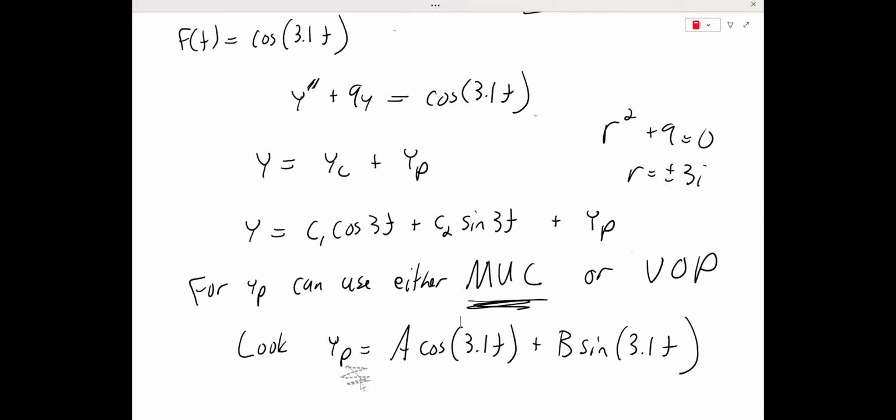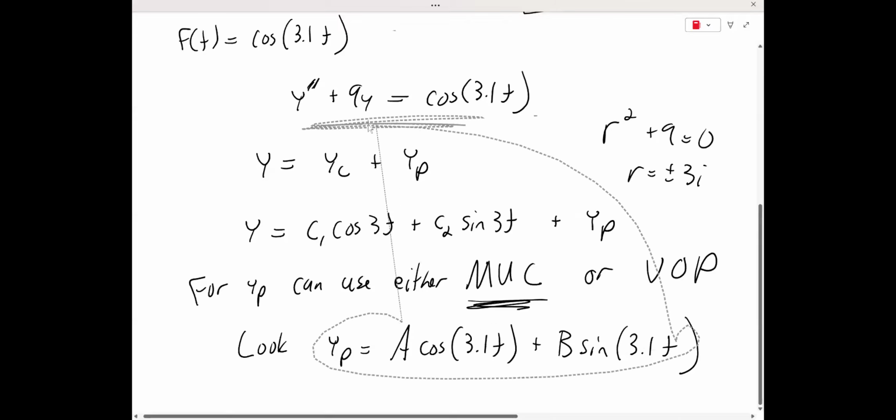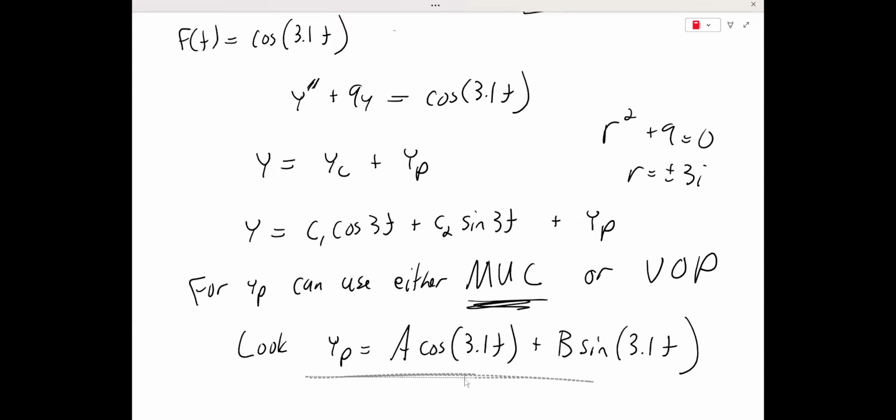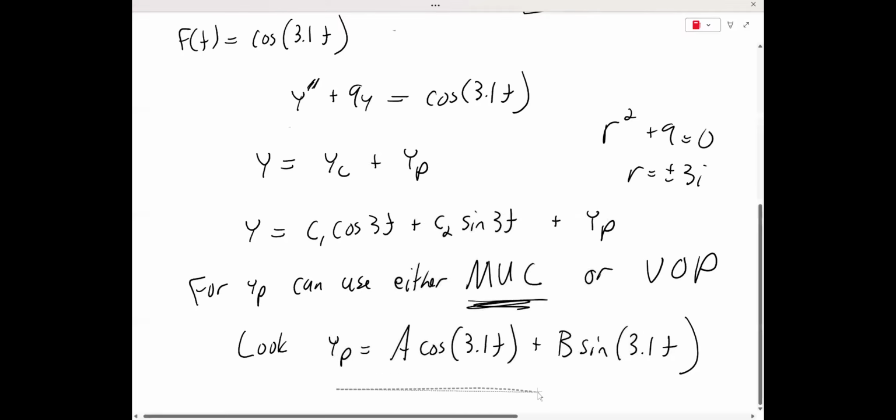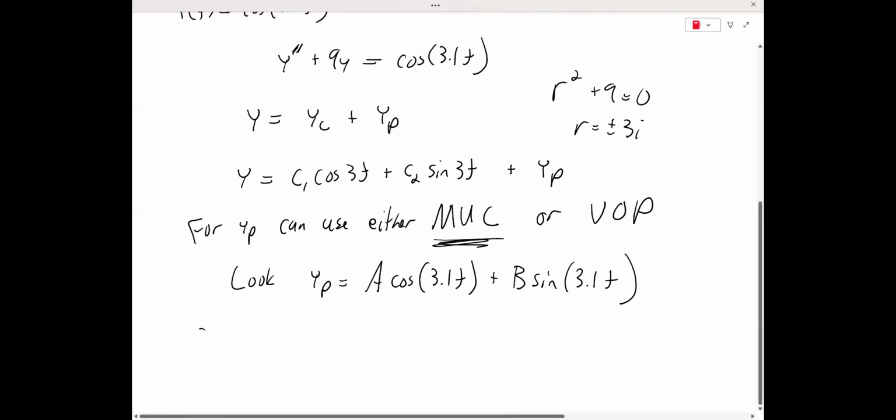Now, this y sub p is actually a solution to this up here, right? Because if I let C1 and C2 both be 0, then one of the solutions to this is y equals y sub p. So this guy right here is a solution to this. Okay, so the idea is you want to plug this in. So you take this out and plug it back in up here. So you sub this into the differential equation now.